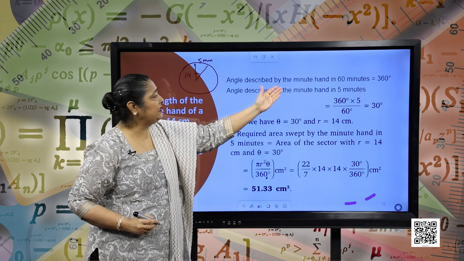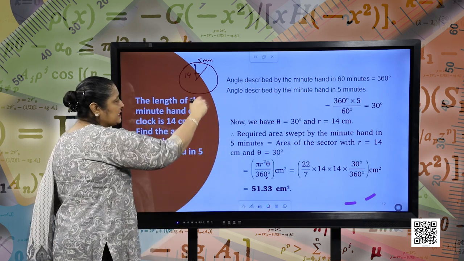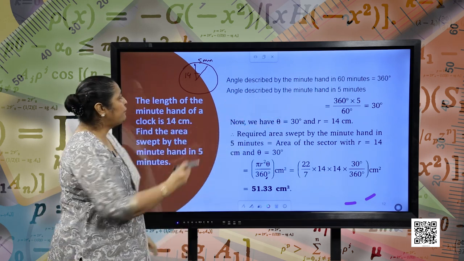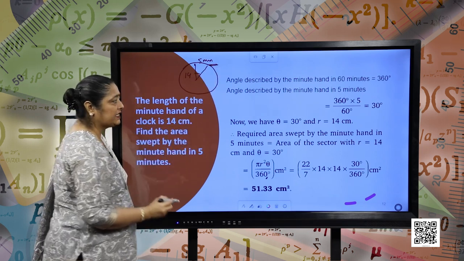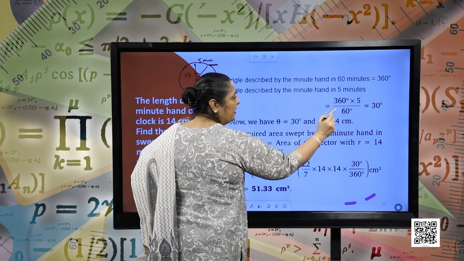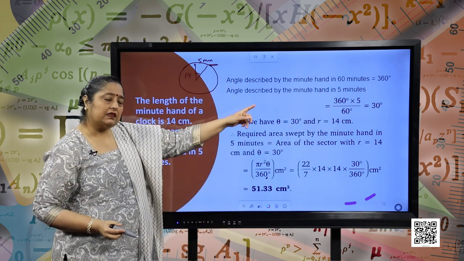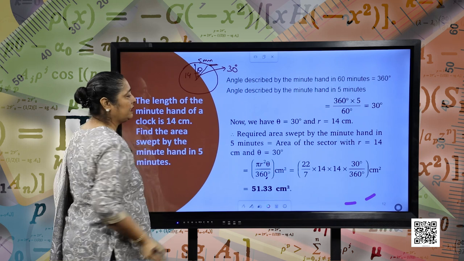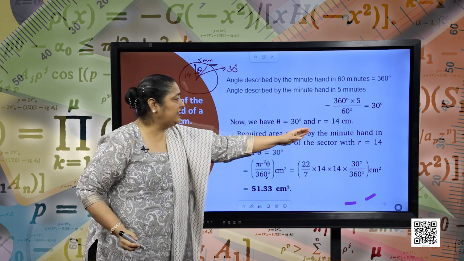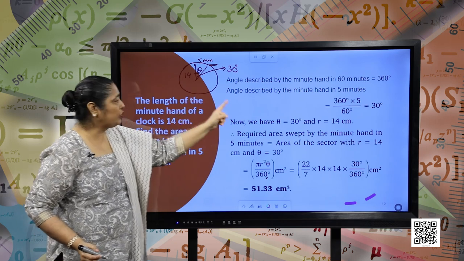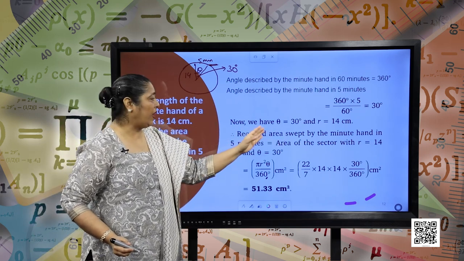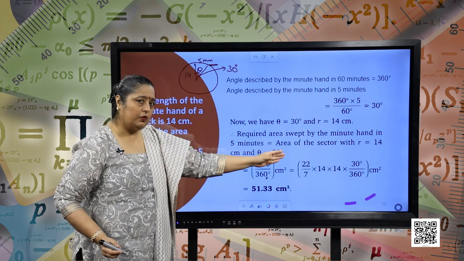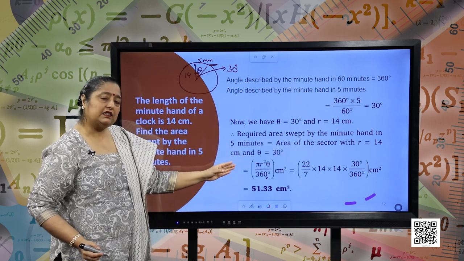The angle described by the minute hand in 60 minutes is 360 degree. Then, the angle described by the minute hand in 5 minutes, which is what we want, will be 360 degree into 5 divided by 60, that is 30 degree. So, here the theta will be 30 degree. Now, we have theta as 30 degree and radius r, the length of the minute hand, as 14 centimeter. Therefore, the area swept by the minute hand in 5 minutes will be the area of the sector with radius 14 centimeter and theta 30 degree.